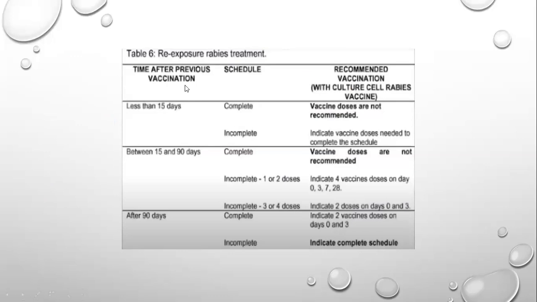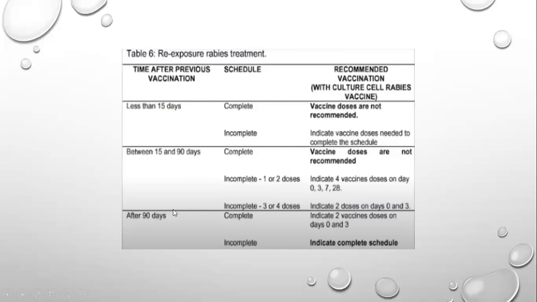These are the re-exposure rabies treatments. There are 3 categories. If it has been less than 15 days since your last vaccine and the schedule is incomplete, then no further vaccine is required. If the schedule was incomplete, indicate vaccine doses needed to complete the schedule. If it has been 15 to 90 days and the schedule was complete, no vaccination required. If it was incomplete and only 1 to 2 doses were given, then indicate 4 vaccine doses on days 0, 3, 7, and 28. If it was incomplete and 3 to 4 doses were already given, then indicate 2 doses on day 0 and 3.